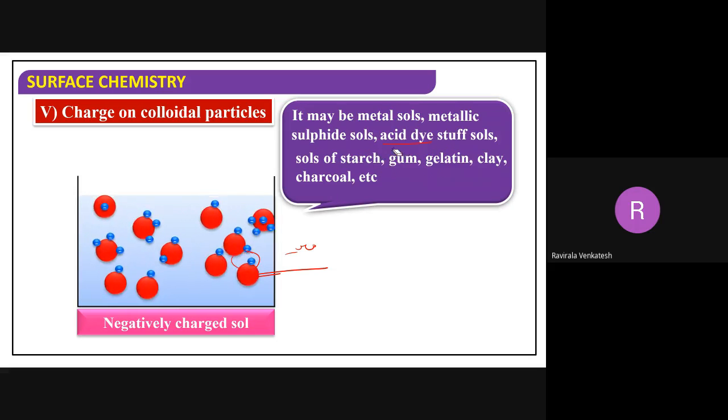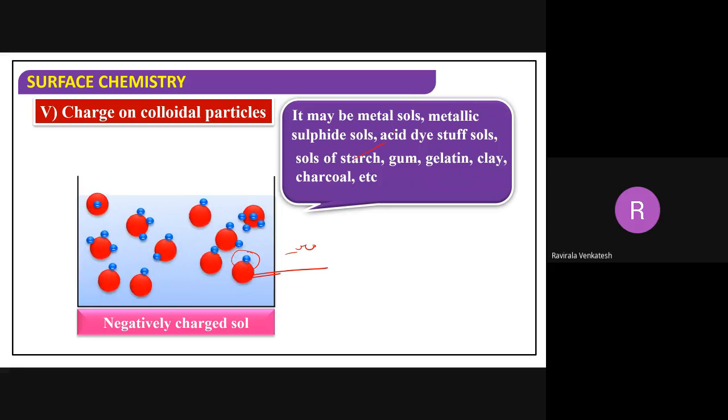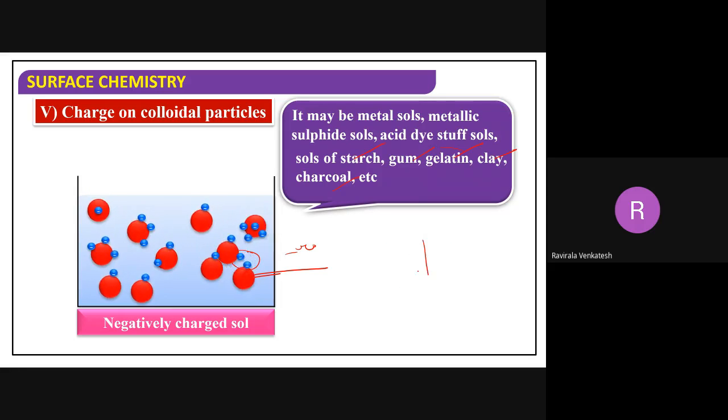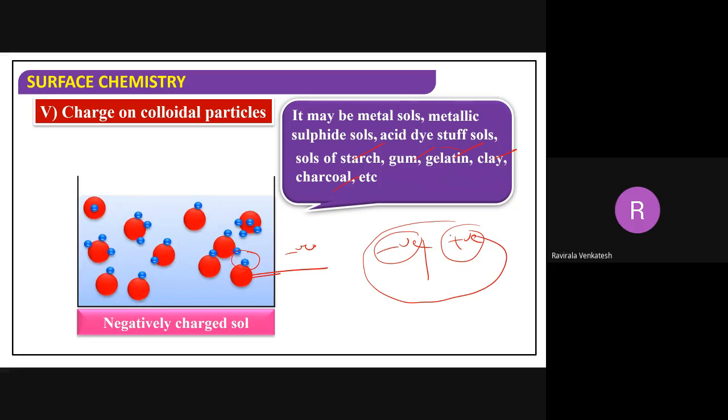Next, starch, gum, gelatin, clay, and charcoal all come under negative colloids only. So you have to make a chart of the examples for the negative and the positive colloids, and remember that for the examination.